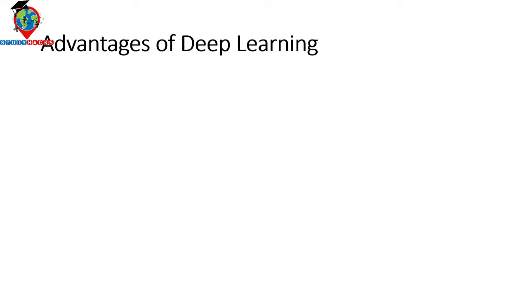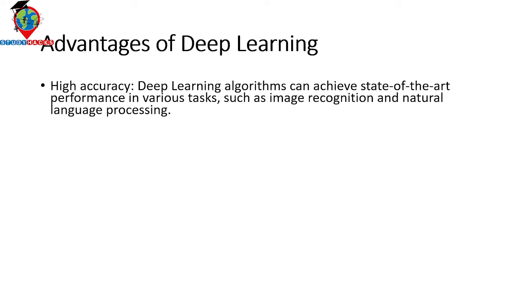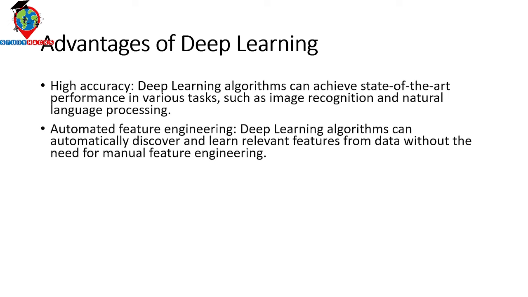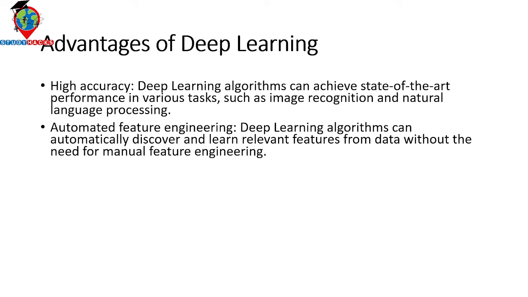And the advantages of deep learning: basically we can get higher accuracy. Suppose you want to do crop classification, as well as species classification or segmentation or object detection, then you will get high accuracy when you apply deep learning. But with machine learning, we do not get the higher accuracy. Deep learning provides higher accuracy for image recognition, image segmentation, image classification, all of this. And automated feature engineering: deep learning algorithms can automatically discover and learn the relevant features from the data without the need for manual feature engineering.